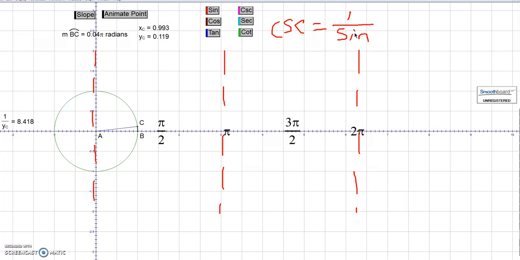So at pi over 2, sine is 1, which means cosecant is 1. So I want to graph a point somewhere around here. And at 3 pi over 2, sine would be at -1, so cosecant is also at -1. Okay, so I have some different ideas here of where the graph's going to go. And I just need to match that up and continue to think a little bit about where cosecant would end up.